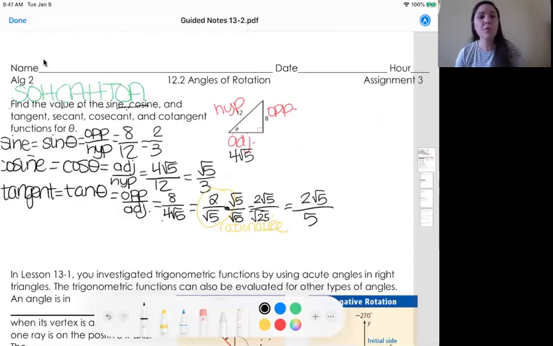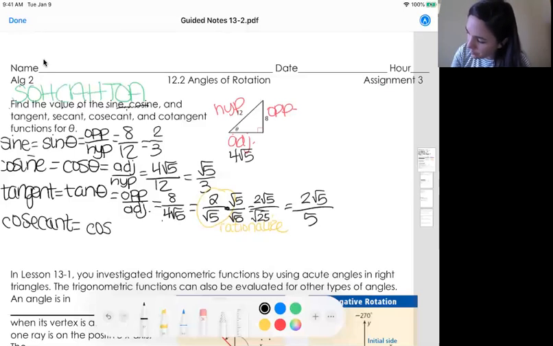All right, now we've got 3 more functions. So we need to find out the secant, cosecant, and cotangent. However, I am going to write them first as cosecant. So cosecant, I write it with my abbreviation. Oops, excuse me, that's cosine. Cosecant, CSC of theta.